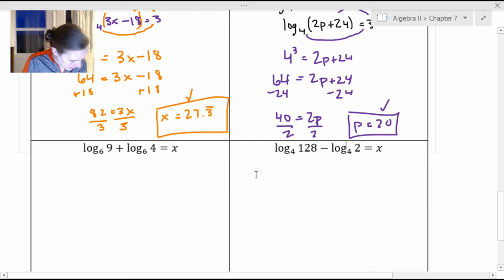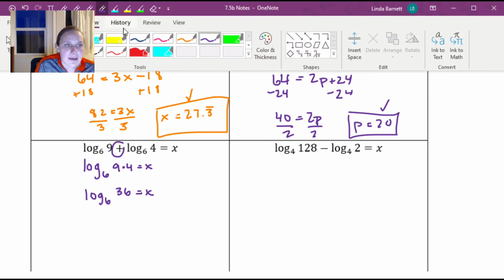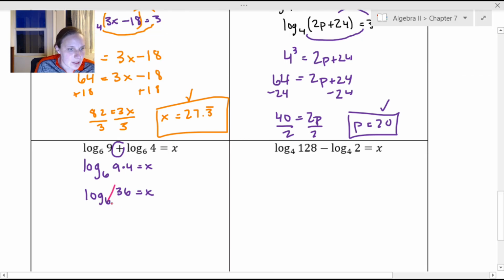Again, let's do it again. Why not? Okay, again, it's positive. That's the product property. So log base 6 of 9 times 4 is equal to x. 9 times 4 is 36. Can you guess what we do next? There's only one log. There's not logs on both sides. So yep, that's right. It's the swoop-de-doop. 6 to the power of x is equal to 36.